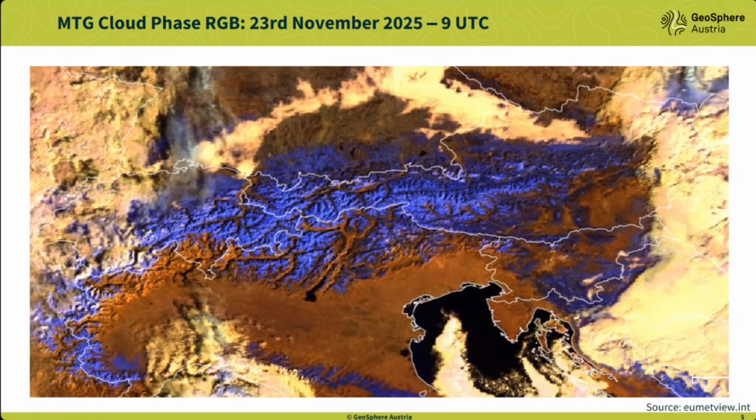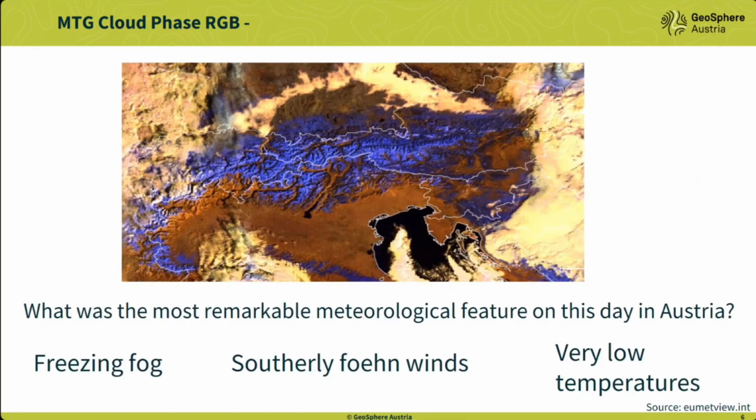So a nice wintry situation that was going on Sunday. But nevertheless, high pressure dominating over here. And now I have a question for you. I have said Sunday was a nice day for a forecaster, or at least for nowcasting on this day. But what do you think was the most remarkable meteorological feature on this day?